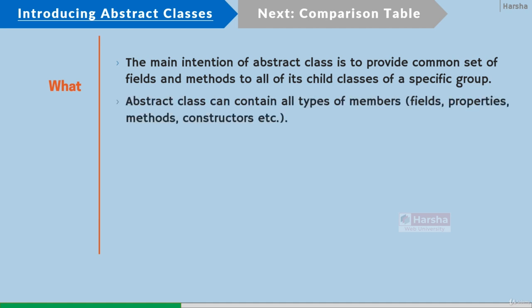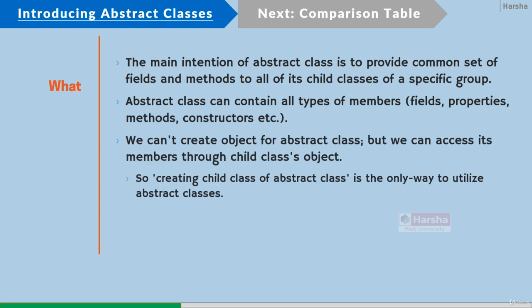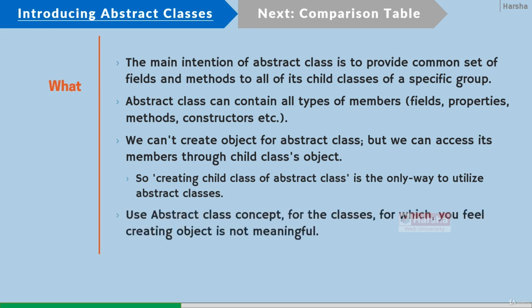Abstract classes can contain all types of members such as fields, properties, methods, constructors, destructors, etc. We can't create an object of an abstract class. So creating the child class is the only way to use the abstract class. If you don't create at least one child class, the abstract class becomes useless. So whenever you feel that a class object cannot exist in the real world without the child classes, you can make such classes abstract classes.